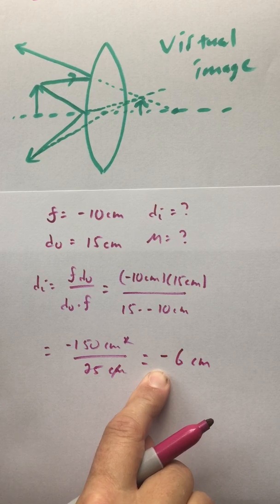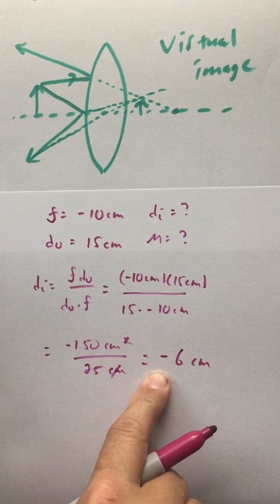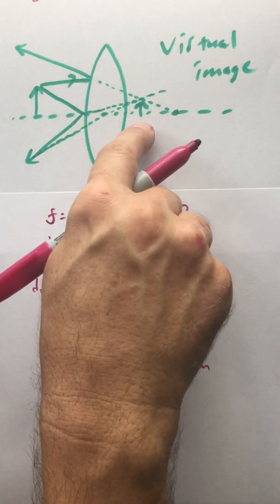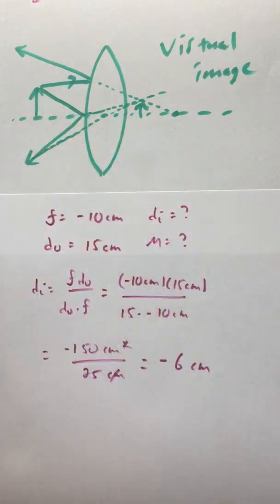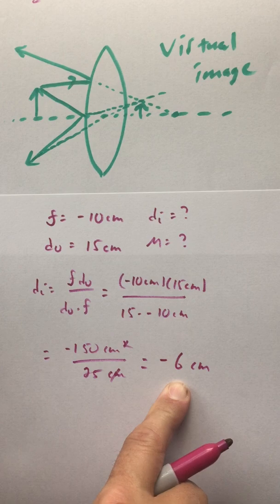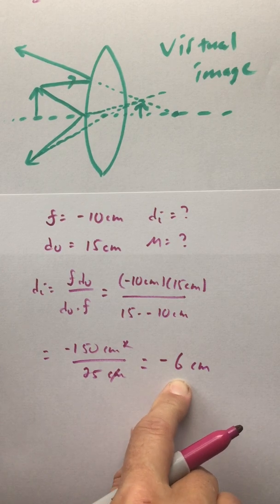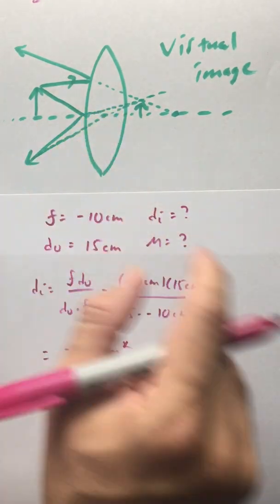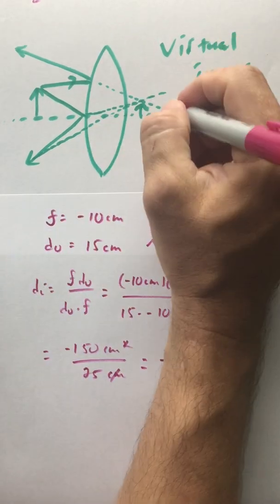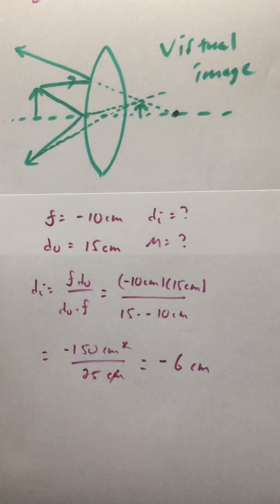So again, the minus will tell you for mirrors that the image is on the opposite side of the mirror as the object. So check. 6 centimeters, that is smaller than my focal length. Oh, yep, check. There's my focal point right here. Check. I feel good about this.